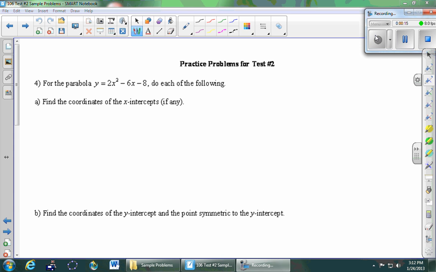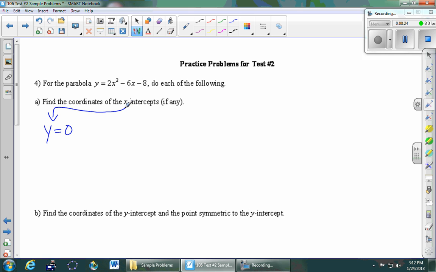So to find the coordinates of the x-intercepts, we know we're going to let something equal 0. That something is the y value. So let's go ahead and copy our original equation, but instead of the y value, we're going to put 0. So now the goal is to solve that equation. We're probably going to end up factoring, although you could certainly just use the quadratic formula from here.